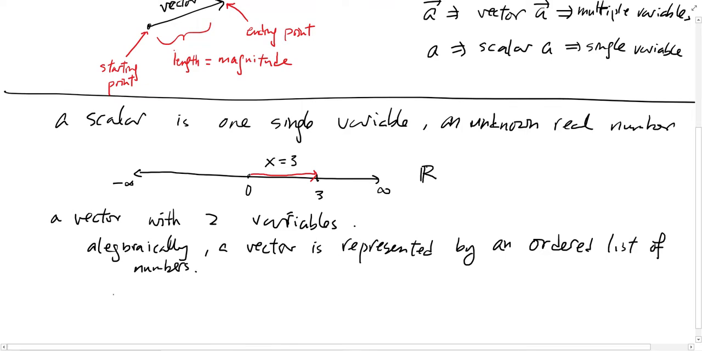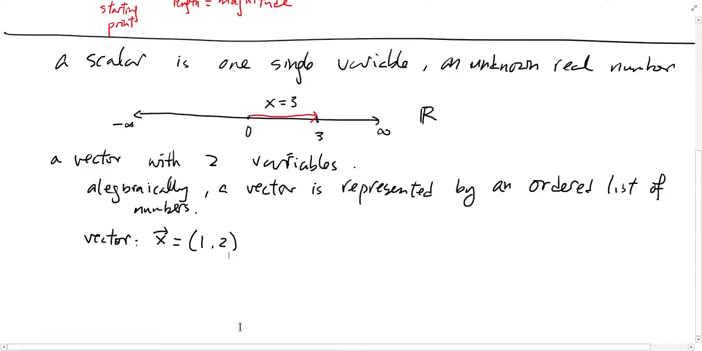So, for example, with two variables, we are now going to define a vector. I'm going to call it vector x. And notice now I have an arrow on top because it represents more than one single variable. I'm going to say this vector x is (1, 2). So now how do we graphically represent this vector? Because we now have two variables, each representing an unknown real number, we now have to represent our vector with two real number lines.